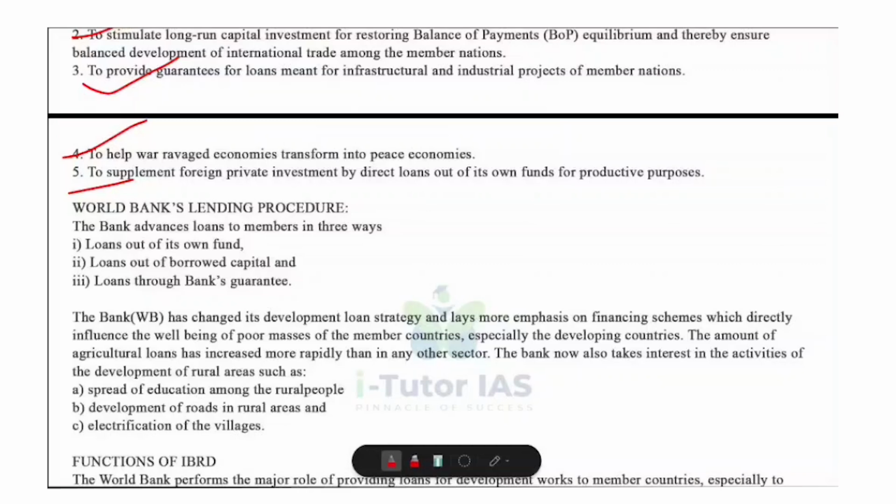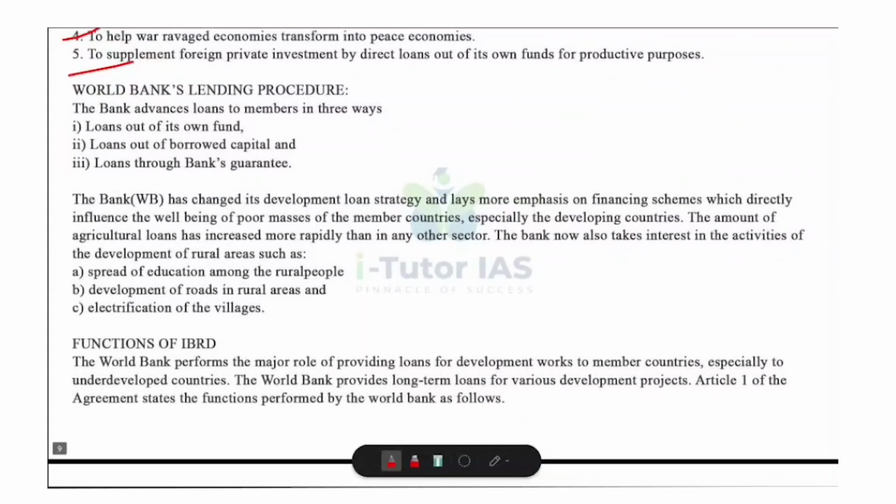Okay, so think reconstruct, invest, guarantee, peace, supplement, etc. are the objectives of the World Bank. Okay. World Bank's lending procedure. World Bank provides loans to its member countries in three ways. What are they? Loan out of its own fund, loan out of borrowed capital, and loans through bank's guarantee.